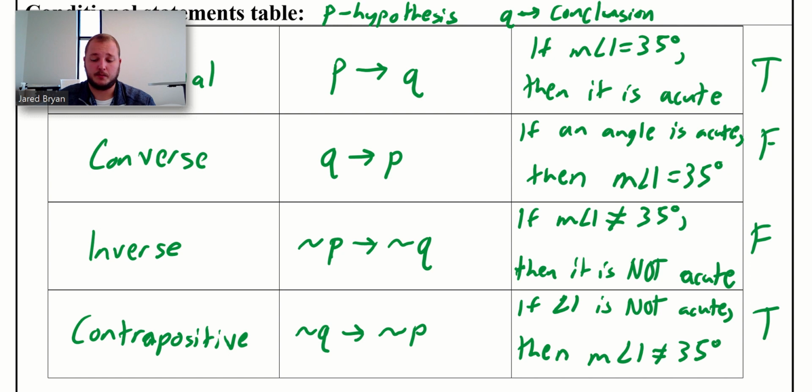Hopefully that helps a little bit. And one thing you'll start to notice as well that I want to throw in here, because we're going to have a lot of questions where we're trying to figure out, is this true or is this false? This will be true for every case.